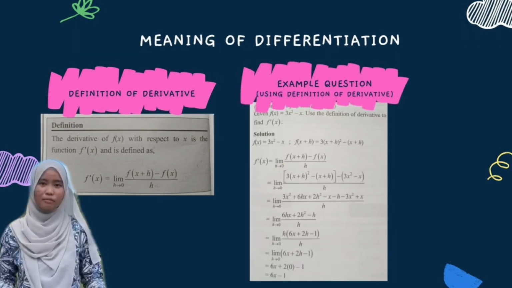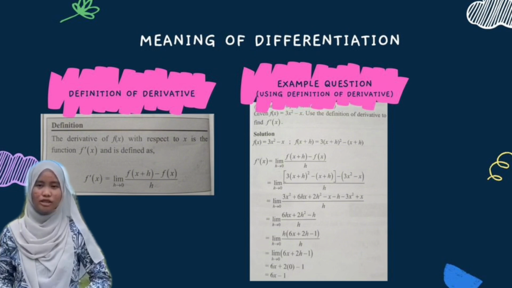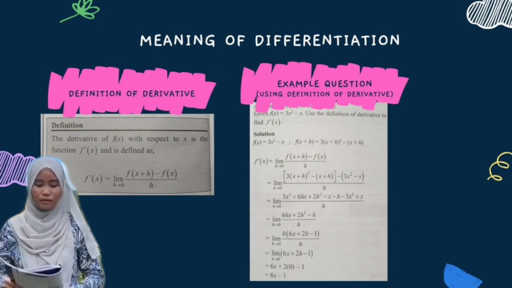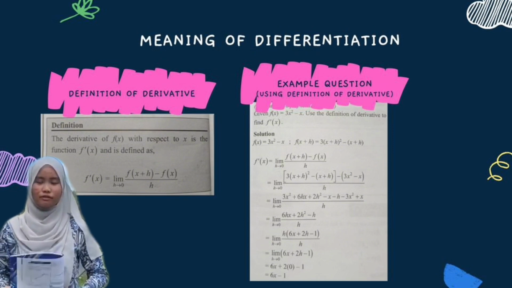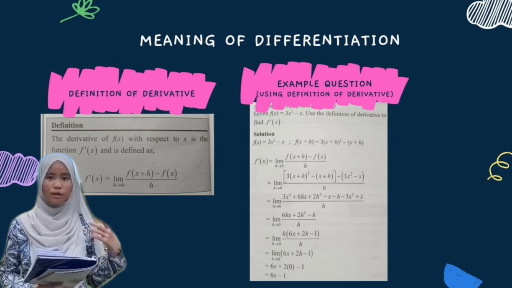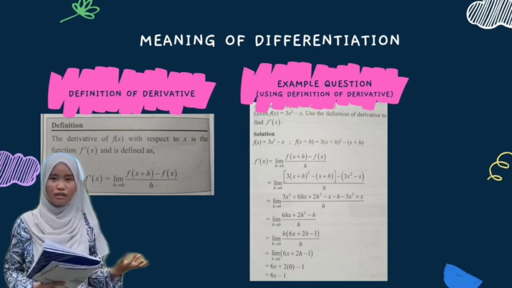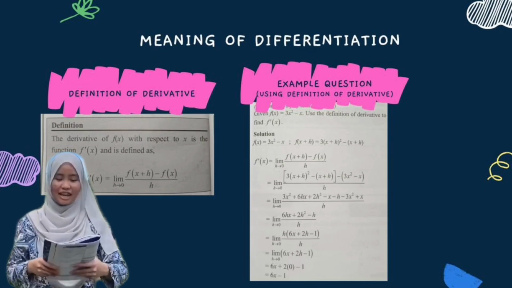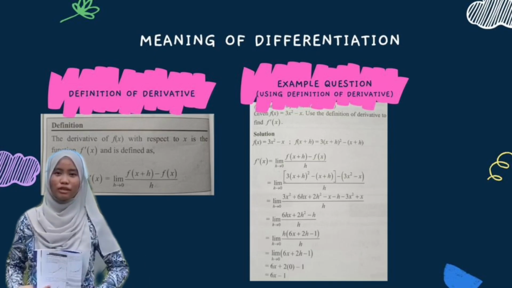So given the same function, f(x) equals 3x squared minus x, if you use the definition of derivative formula, we'll have to find f(x plus h) first. We have to substitute everything that we calculate into the formula. We just expand the equation and then we'll get the same answer as the normal way we differentiate.